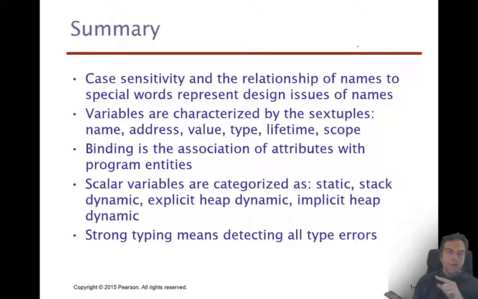The binding is the process of associating an attribute with an entity. It could be a variable, could be a function or something else. The book uses the term scalar variables. You might be more comfortable with the term primitive variables. They can either be static, dynamic, and then there's two types of heap dynamic: explicit or implicit heap dynamic. You should be able to describe what each one of those are.